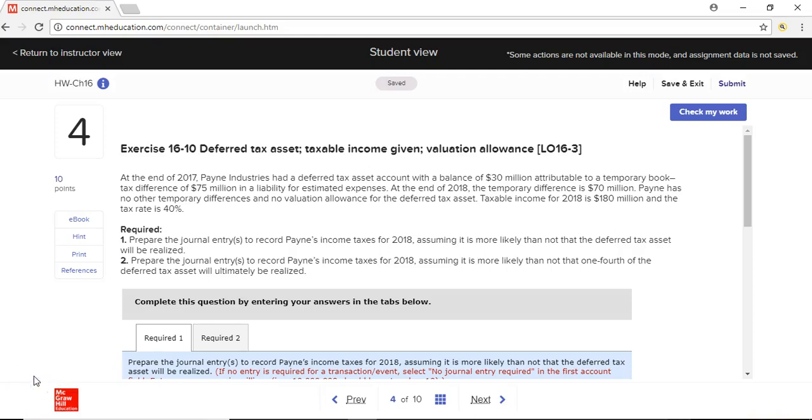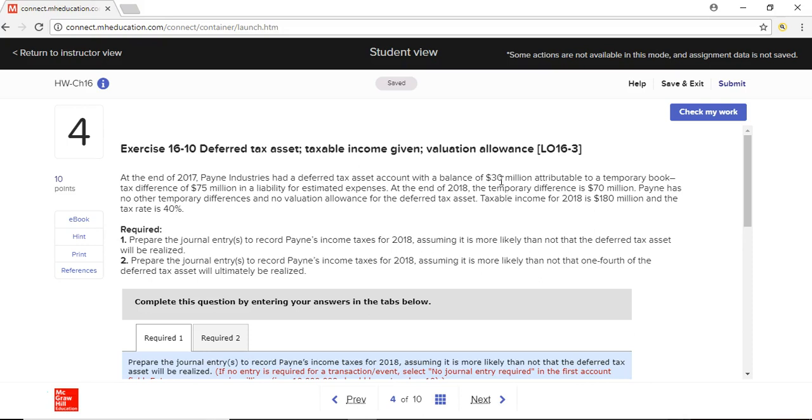Exercise 1610. We are asked to record the journal entry of income taxes for 2018. There are three elements in the journal entry of income taxes. First, income tax payable. Second, deferred taxes. Thirdly, income tax expense. Let's start with the deferred taxes.